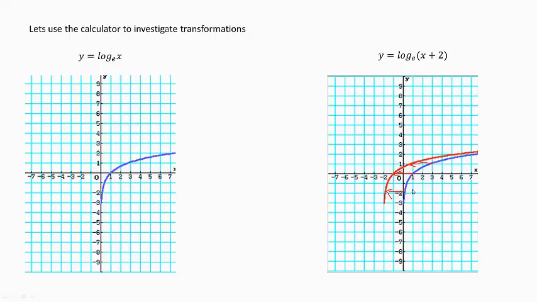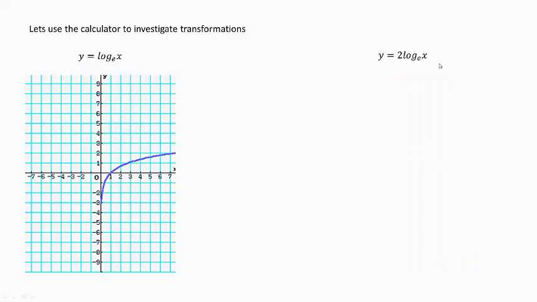Well, any point xy on the original graph becomes x minus 2. The y coordinate stays the same. So the new point here is the original x minus 2, and the same y. Notice, when we look at the equation, the plus 2 is inside the bracket, so we do the opposite. So it's a minus 2. It's a shift of minus 2 places.